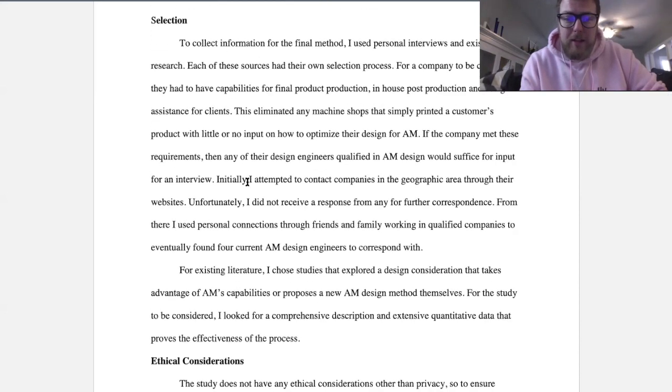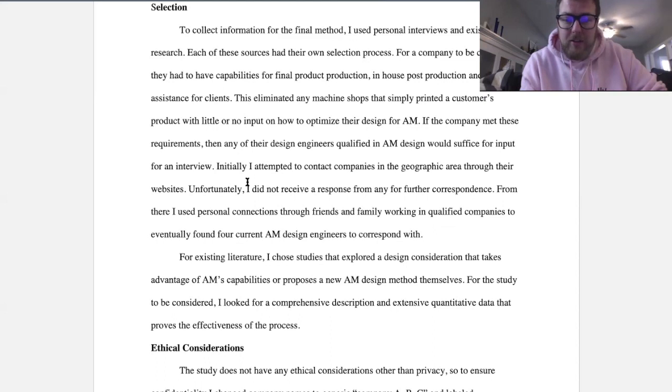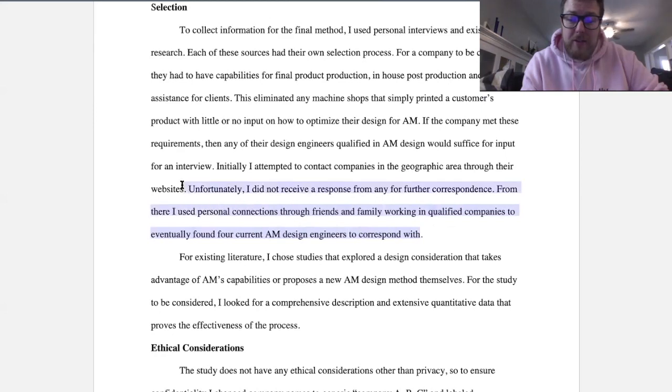If the company met these requirements, then any of their design engineers qualified in AM design would suffice for input for an interview. Initially, I attempted to contact companies in the geographic area through their websites. Unfortunately, I did not receive a response from any for further correspondence. From there, I could use personal connections through friends and family working in qualified companies to eventually find 4 current AM design engineers to correspond with.